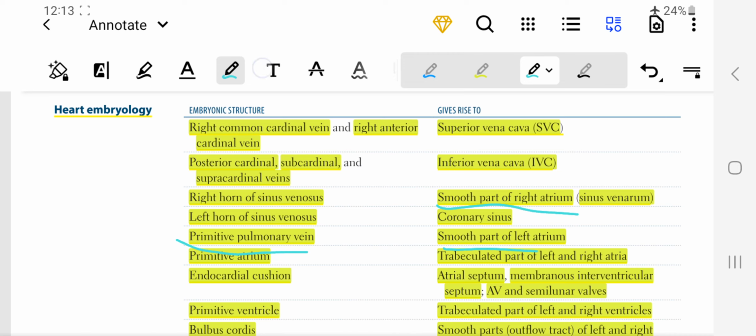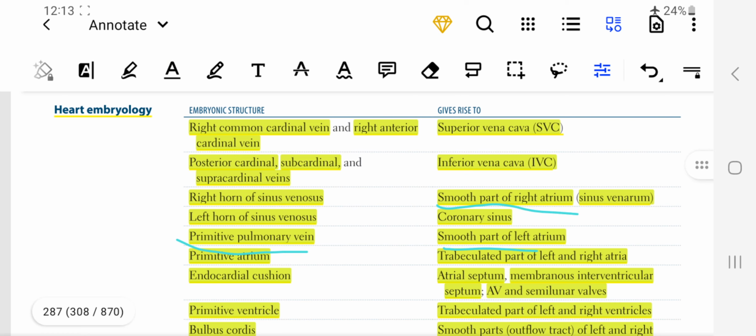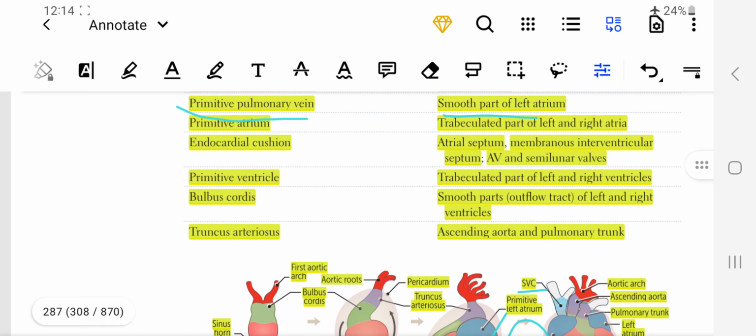This is important. Then we have primitive atrium, which would lead to the trabeculated part of the left and right atria. Then we have endocardial cushion, which would lead to the atrial septum, membranous interventricular septum, and AV and semilunar valves. Then we have primitive ventricles, which would lead to the trabeculated part of the left and right ventricles. Then we have bulbus cordis, which will lead to the smooth parts, that is the outflow tract, of the left and right ventricles. Then we have truncus arteriosus, which will lead to the ascending aorta and pulmonary trunk.